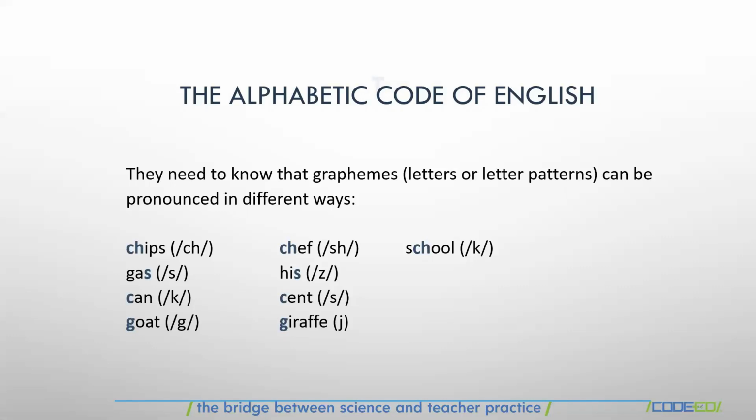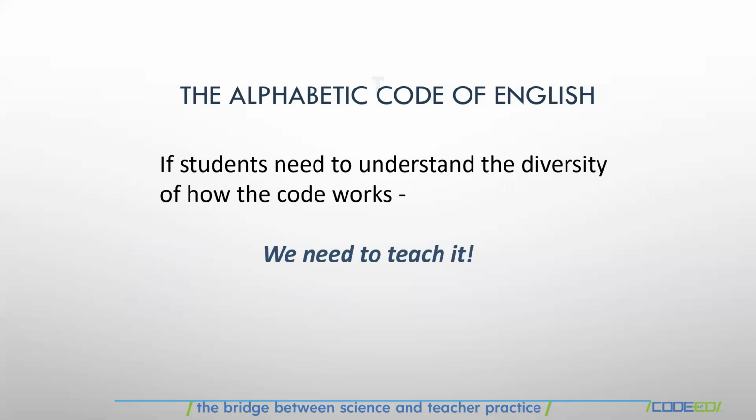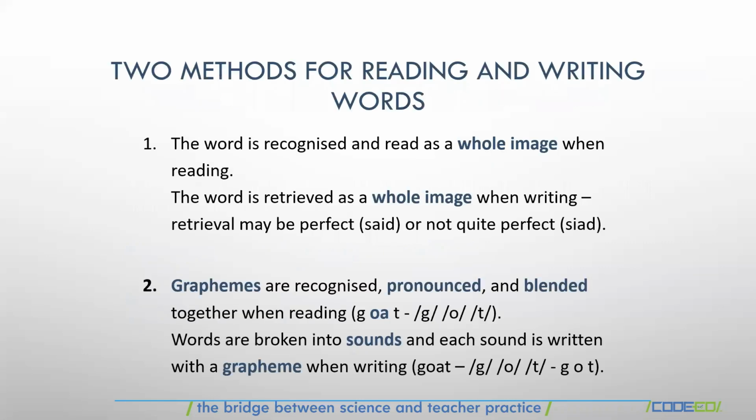And I've worked with students at secondary level who are struggling to decode a word, and if you say have a go at working it out, they go through one letter at a time trying to pronounce every letter. That is not how the code of English works. And they do that because that's how they think it works. So if students need to understand the diversity of how the code works, we need to teach it. We should be teaching it from the start. But if we've got older students who don't understand it, we definitely need to unpack it for them.